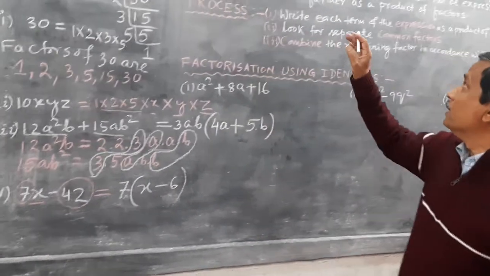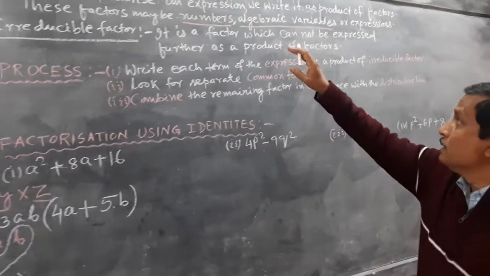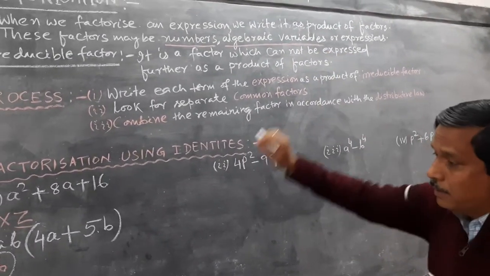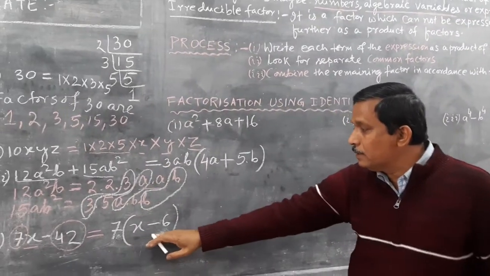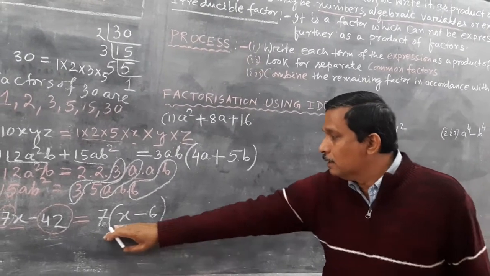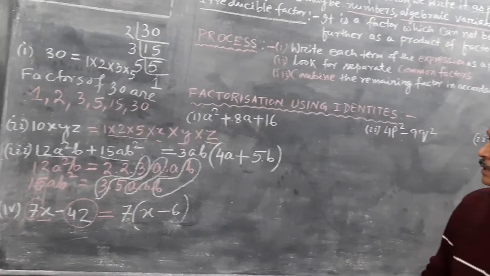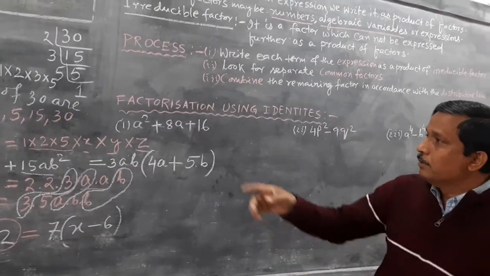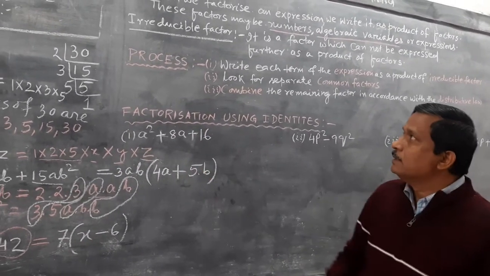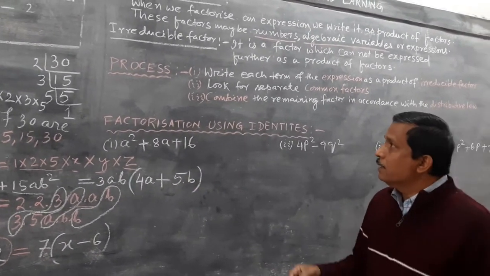Because I have told you that it may be numbers, it may be algebraic variables, or it may be an expression. So here x minus 6 is one expression. Okay. So these are about your factorizations, and there are different methods.